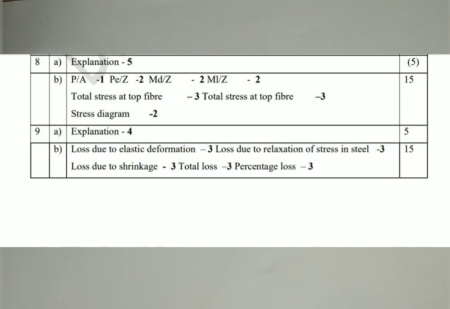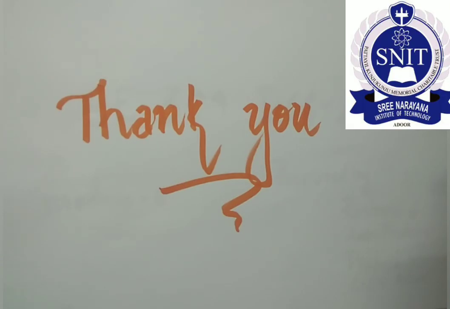In this, you have to find out the loss due to elastic deformation, loss due to relaxation of stress in steel, loss due to shrinkage, then sum up to get the total loss and find out the percentage loss. With this, we wind up the discussion of university questions of 6th module. In the next class, we will work out more numericals in 4th module.